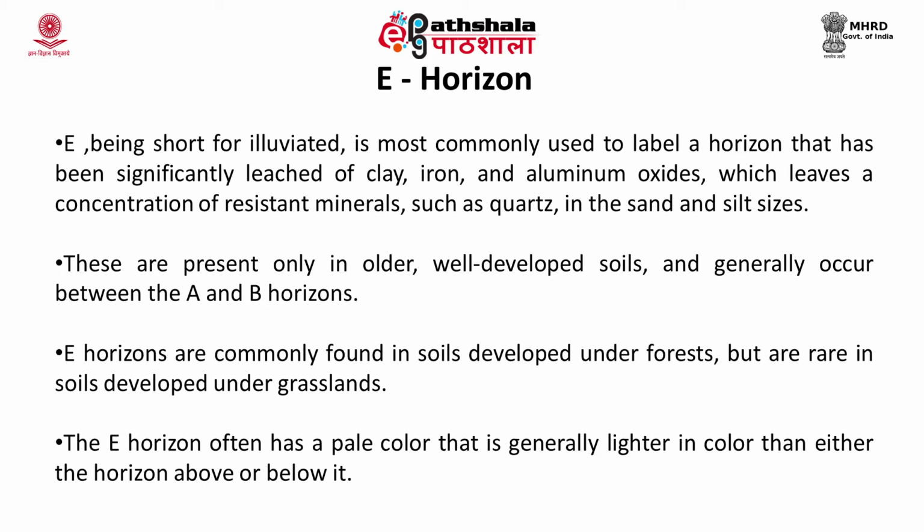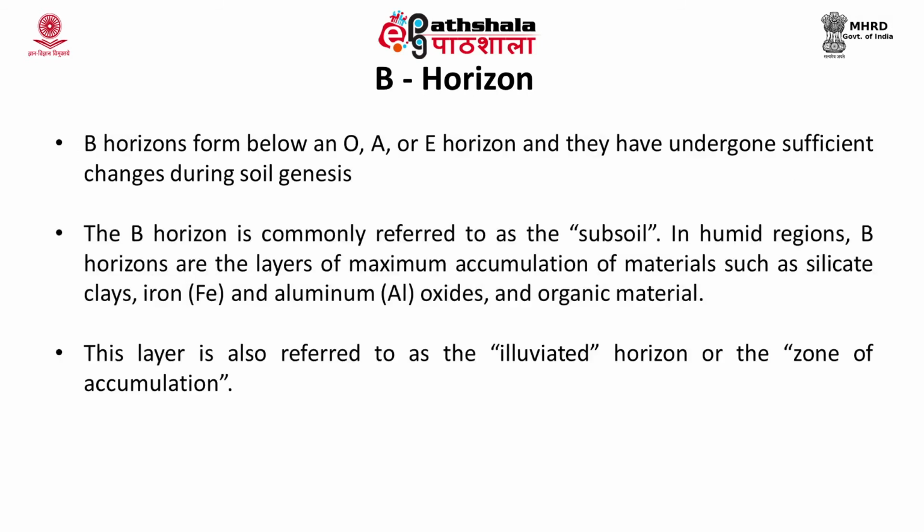E horizons are commonly found in soil developed under forest, but are rare in soil developed under grassland. In regions where this designation is not employed, leached layers are classified firstly as A or B according to the other characteristics and then appended with the designation E. In soils that contain gravel due to animal bioturbation, a stone line commonly forms near or at the base of E horizons. Next horizon is B horizon.